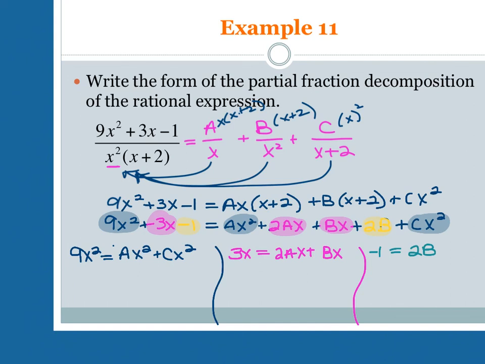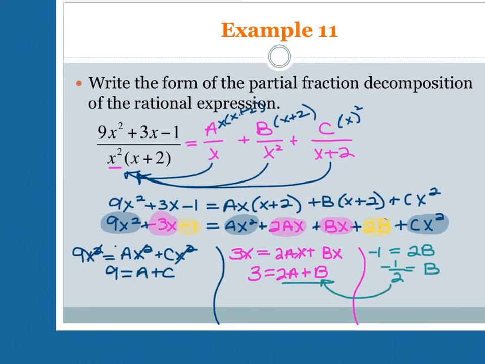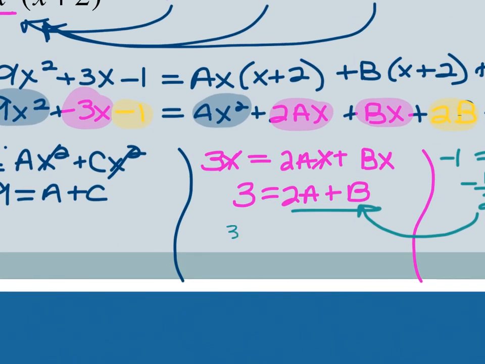From the first one, I can cancel through all the x squareds, and I get 9 equals a plus c. From the second one, you can cancel all the x's, and I get 3 equals 2a plus b. And the last one, I can solve for b. I'd get b equals negative 1/2. So now, again, you're going to work backwards. This one has the b and an a, so I can actually take and plug this in to solve for a. 3 would equal 2a minus 1/2.